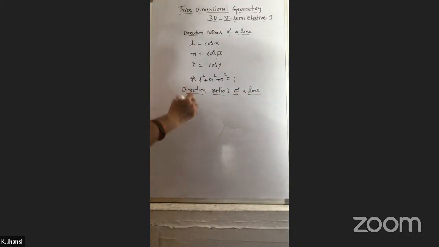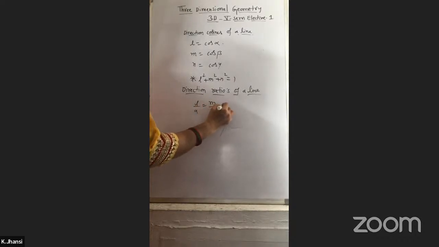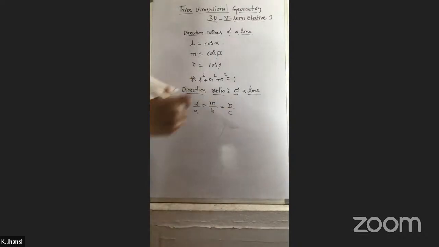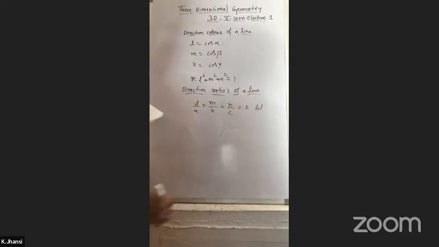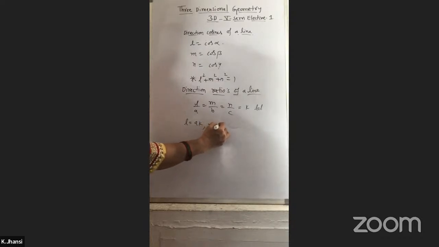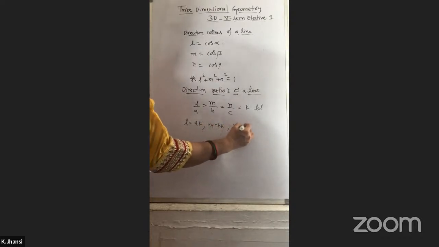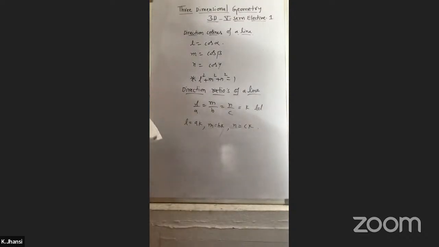Okay. So L by A is equal to M by B is equal to N by C. And we know L by A is equal to, let us say, K. Then what you will get is L is equal to AK, M is equal to BK, and N is equal to CK. And we have one relation, no?